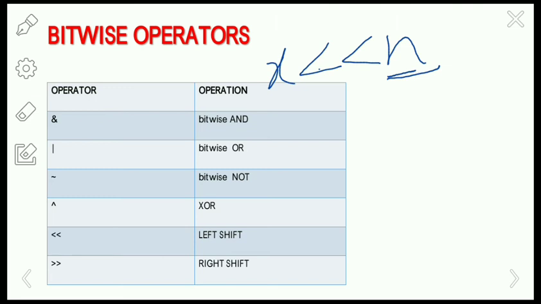Similarly, x >> n means right shift by n, so it is going to shift n number of bits. It is going to remove the n right bits and pad n zeros to the left of the number. So one right shift halves the value. Let us see this left shift and right shift with a simple example.